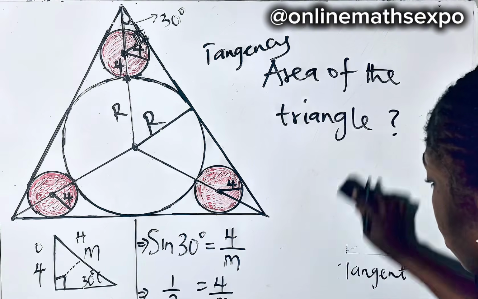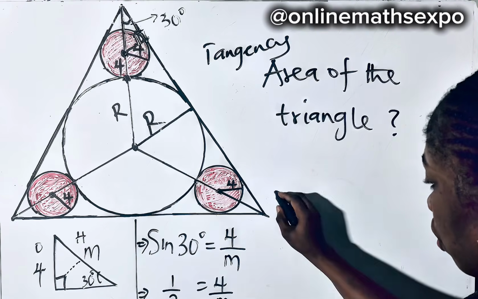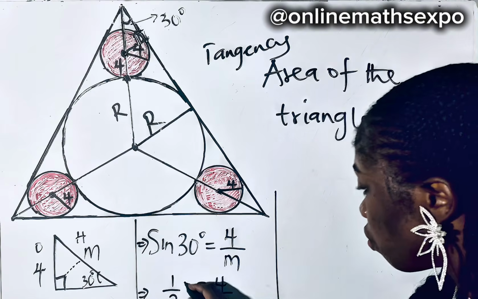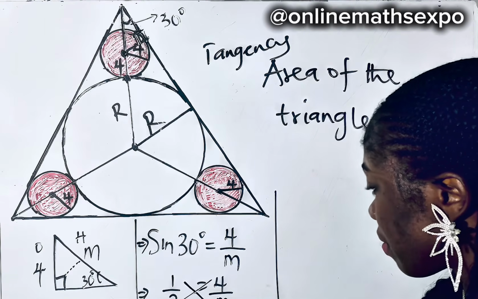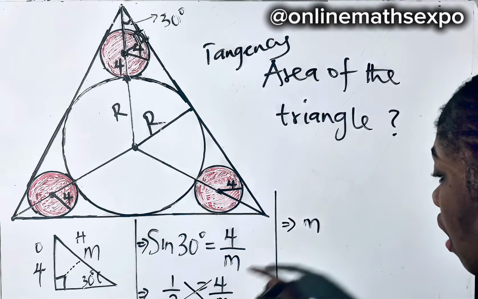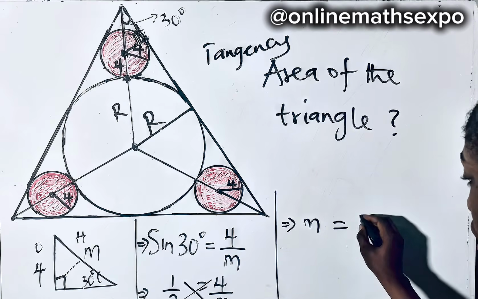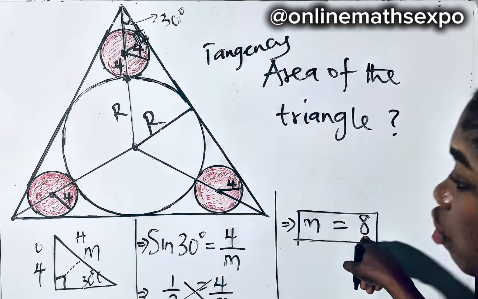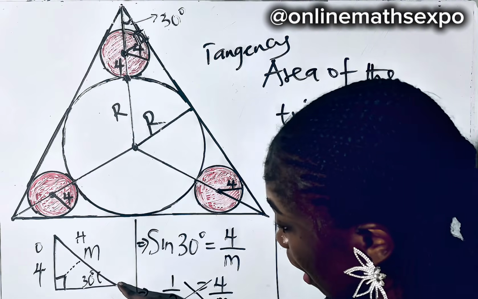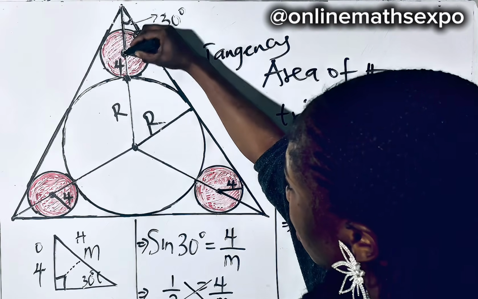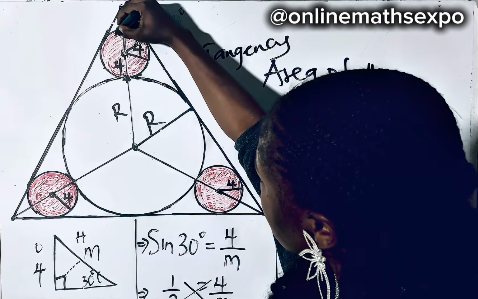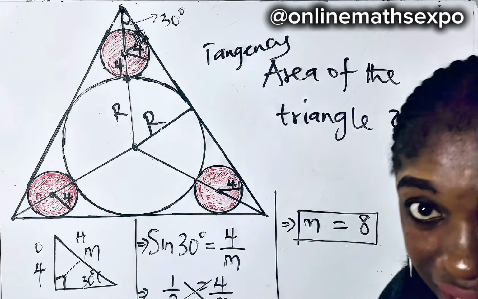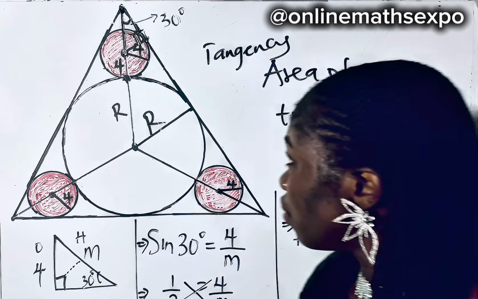Keep simplifying. We cross multiply this. 1 times M gives us M, and then 2 times 4 gives us 8. So it means that M is 8. And this M, remember, is this longest length, which is also the same from here down to this end. So this length, we have found it as 8. Now, what do we do next?